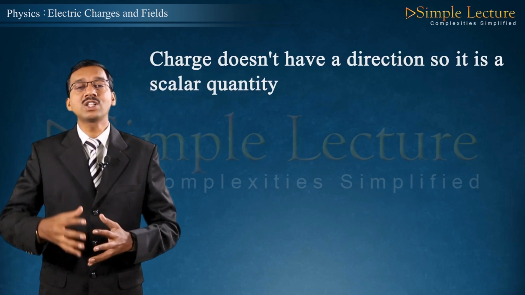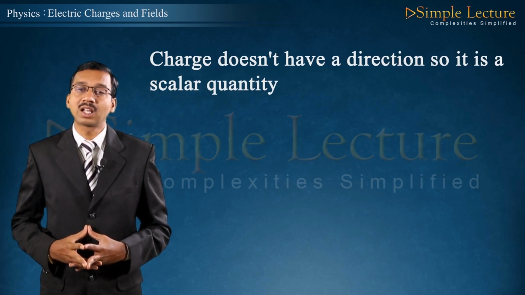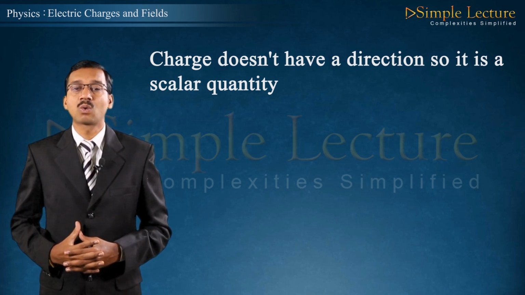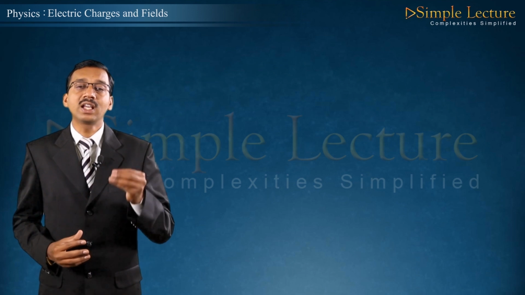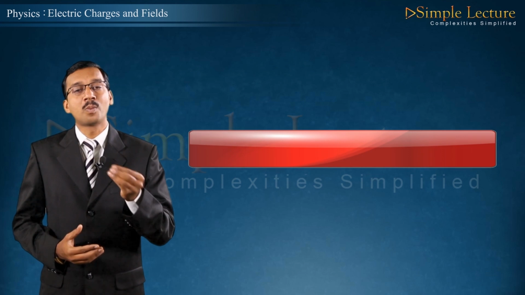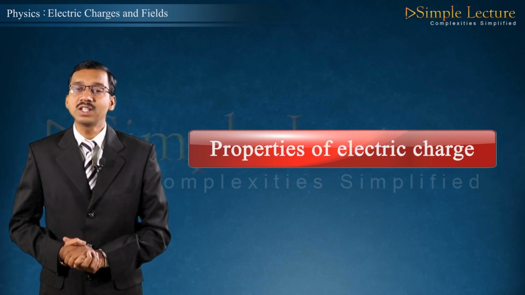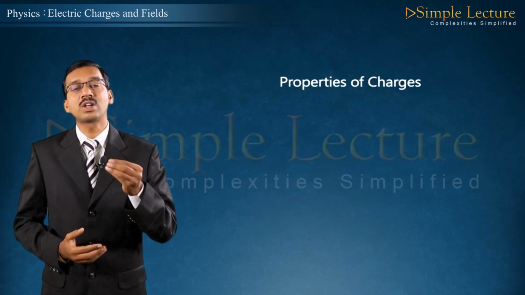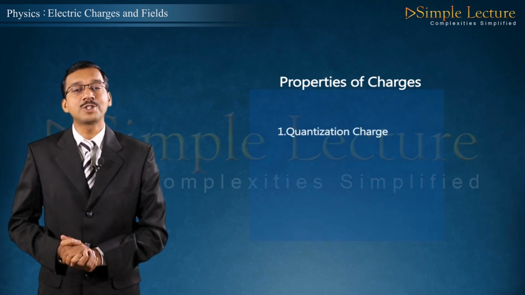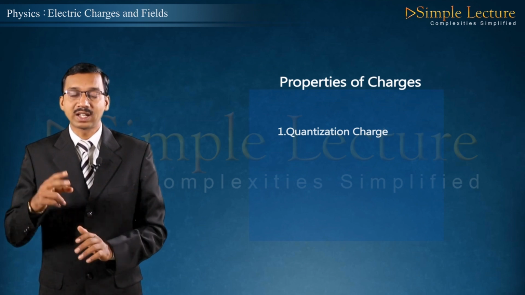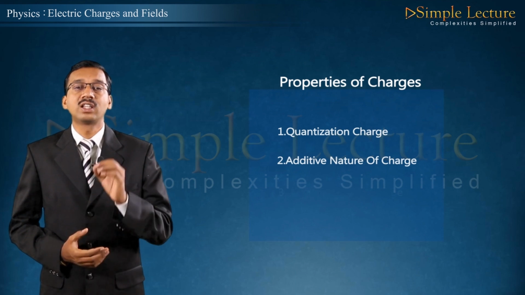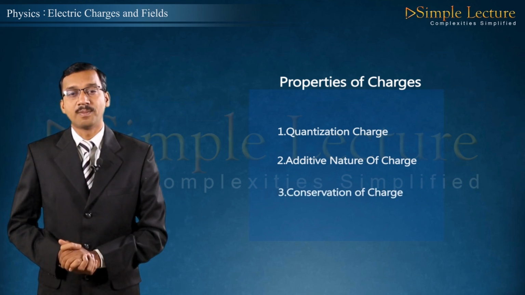Next, the charge does not have a particular direction, therefore charge is taken as a scalar quantity. In the case of charges, we have some properties. The main properties of charges we are considering are: the first one is the quantization of charge, the second one is the additive nature of charge, and the third one is the conservation of charge.